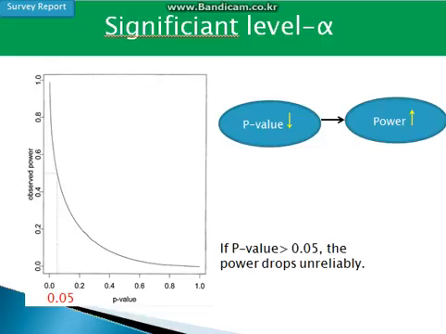Significance level alpha is the error probability of the statistic obtained from the sample. When the hypothesis test is performed, the power value increases as the p-value becomes smaller. If the p-value is greater than 0.05, the power drops unreasonably.